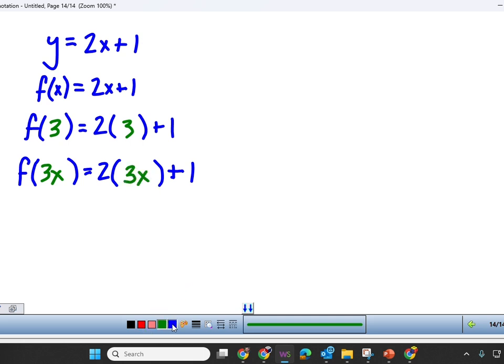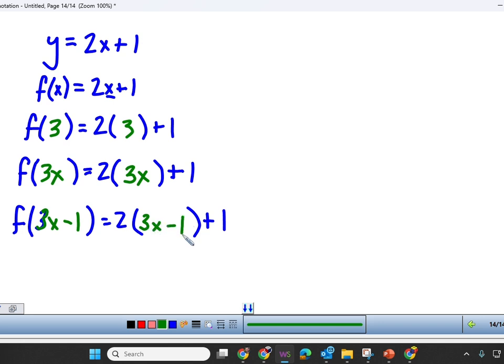Now let's take that one step further. What if I wanted you to do f of 3x minus 1? What would you do if I told you to evaluate f of x with 3x minus 1? You guessed it, everywhere we see the x up here, we're going to be putting in the evaluation value, so 3x minus 1.